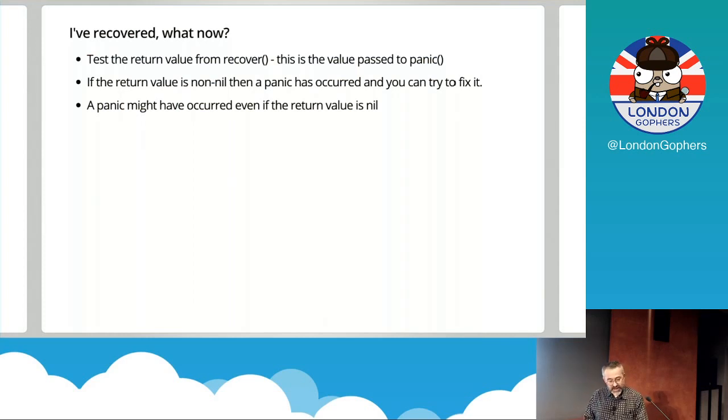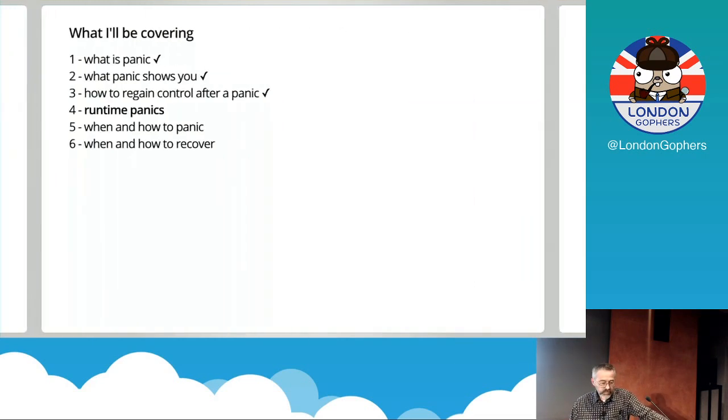But unfortunately, the design of this feature in the language doesn't actually give you a guarantee that you're not in a panic if you do see nil, because you can panic with a nil value. Now, you shouldn't do that, but we'll come to a bit more arguments about what you should and shouldn't pass. But it can happen by accident. Okay, so that's how you gain control after a panic.